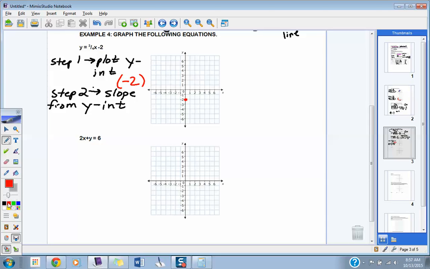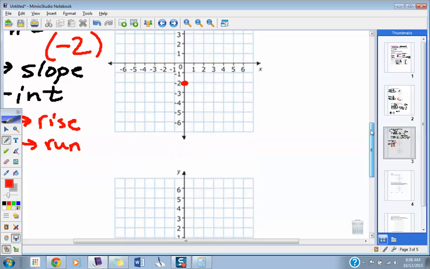What is my slope, guys, in this function? Isn't it 3 over 4? So from here, from the y-intercept, I'm going to rise 3 and run 4. This better be an uphill graph or downhill graph, by the way. Why? Slope's positive, better be uphill. So I'm going to go ahead and do this here.